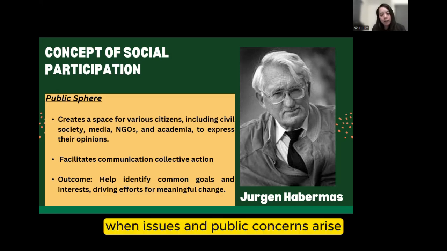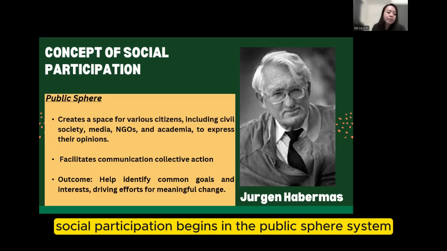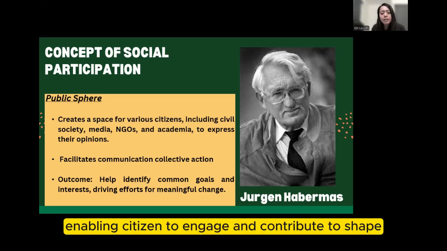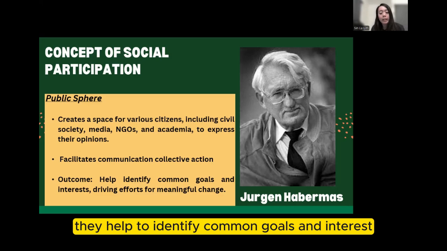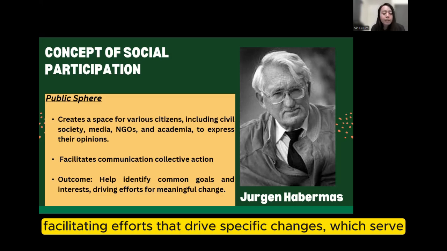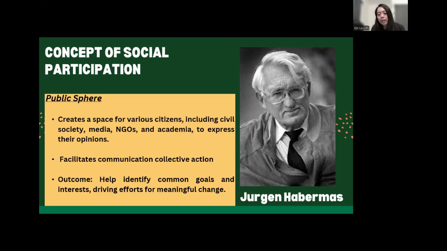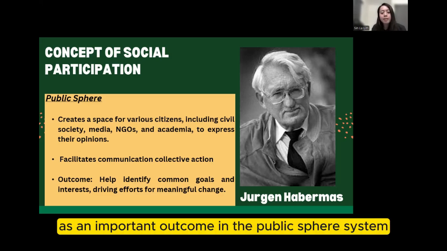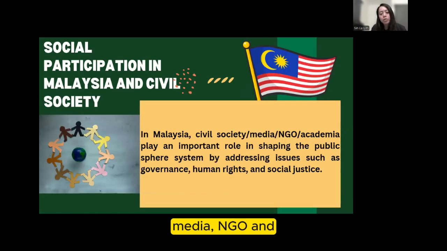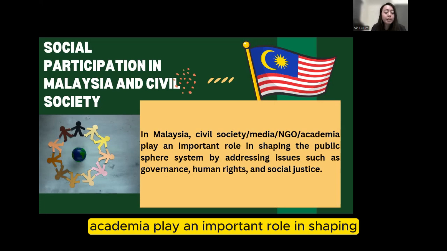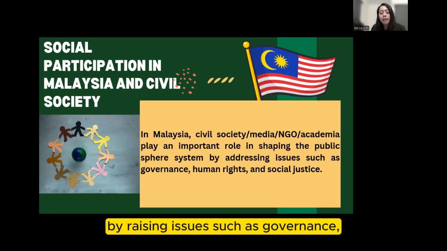When issues and public concerns arise, social participation begins in the public sphere system, enabling citizens to engage and contribute to shape public opinion. The public sphere also facilitates collective action. So they help to identify common goals and interests, facilitating efforts that drive specific changes, which serve as an important outcome in the public sphere system. In Malaysia, civil society, media, NGO, and academia play an important role in shaping the public sphere system by addressing issues such as governance, human rights, and social justice.